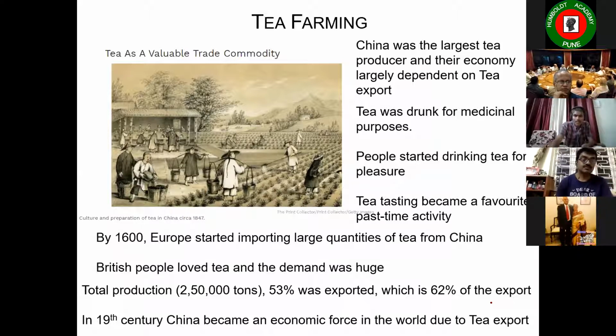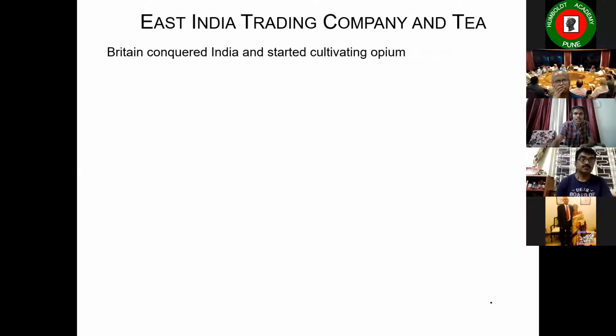So one of the agriculture incomes, and their economy, was largely that, which helped them to become an economic force. Then came the East India Trading Company, right? Britain conquered India and started cultivating opium. What the British did is they cultivated opium in India and gave that to China. So the British gave China the opium and took tea. So that's a trade, an exchange of two agriculture produce.